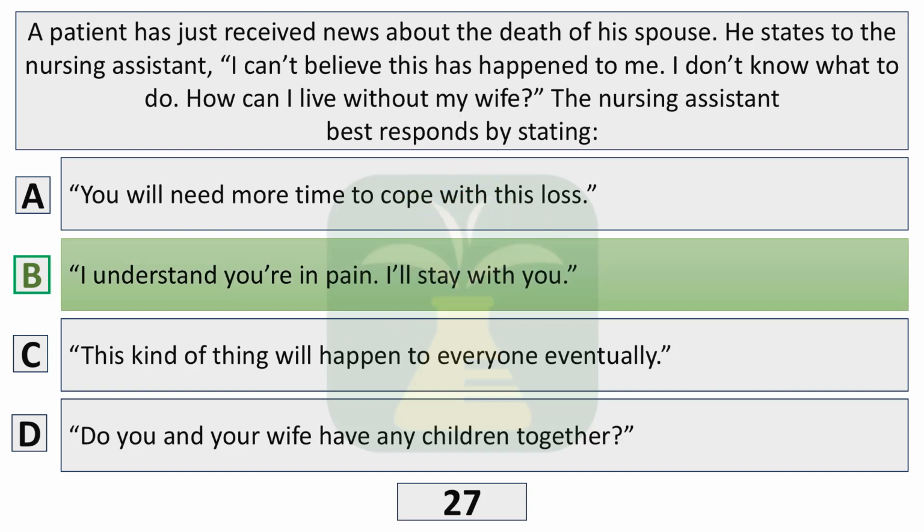Correct answer. B. "I understand you're in pain. I'll stay with you." This is the best answer because it reflects what the patient is feeling, pain, and stays with the patient to comfort him.